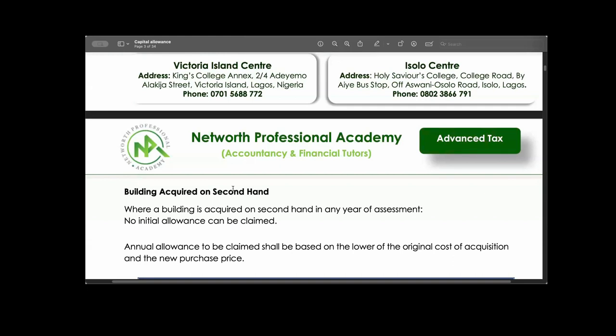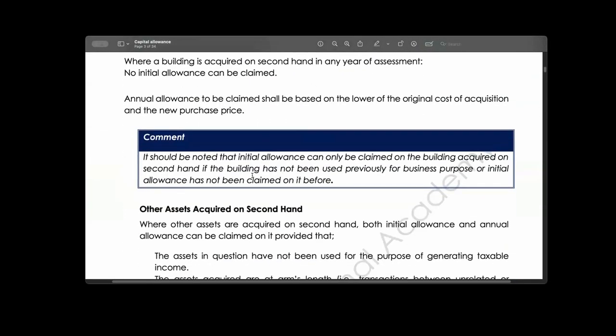So when you talk of secondhand basis, that means the asset was already being used by a particular person before it was transferred to another person. Now, I also said allowance can only be claimed on a secondhand building if the asset has not been previously used for the purpose of business, or initial allowance has not been claimed on it before. So what we are trying to say here is that the only time you can claim initial allowance on a building disposed is when the building has not been used before for the purpose of generating taxable income.